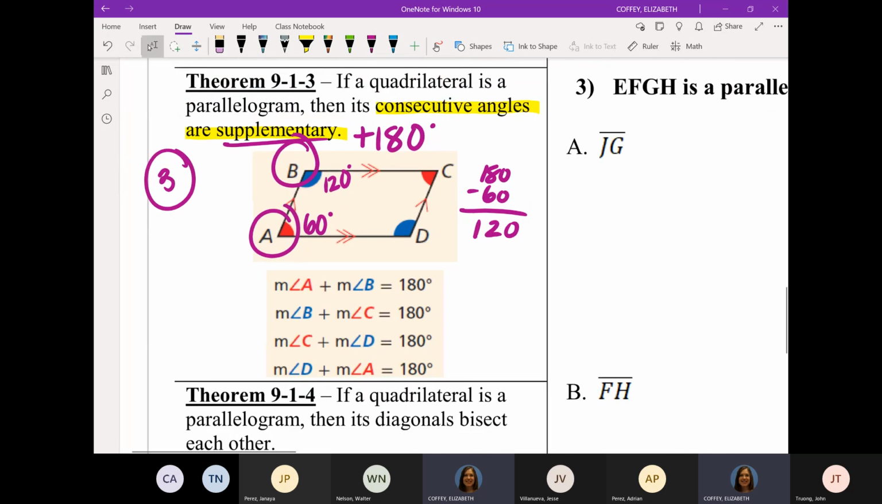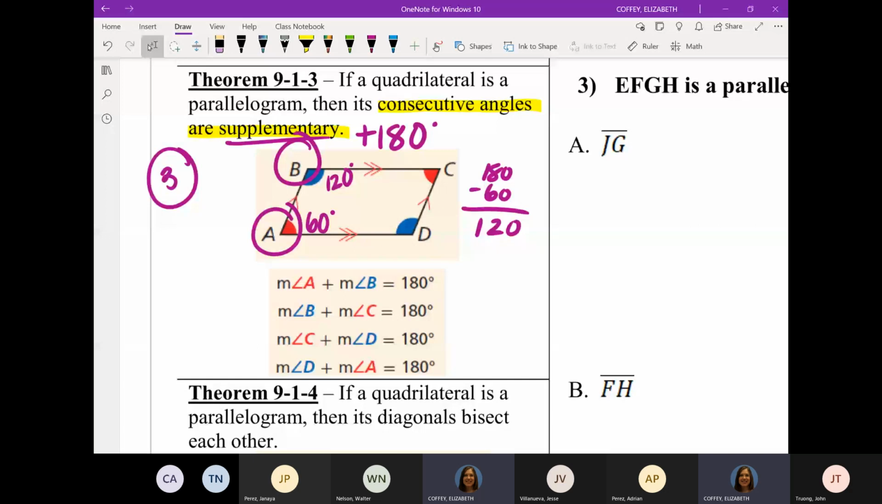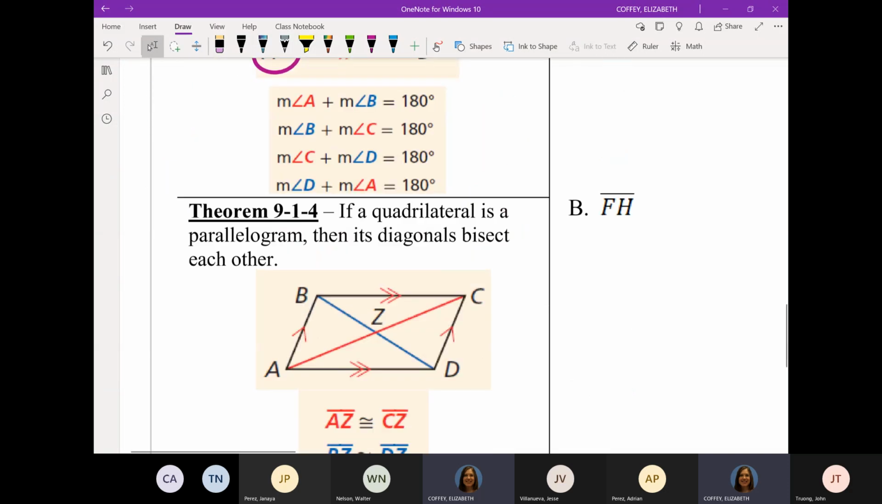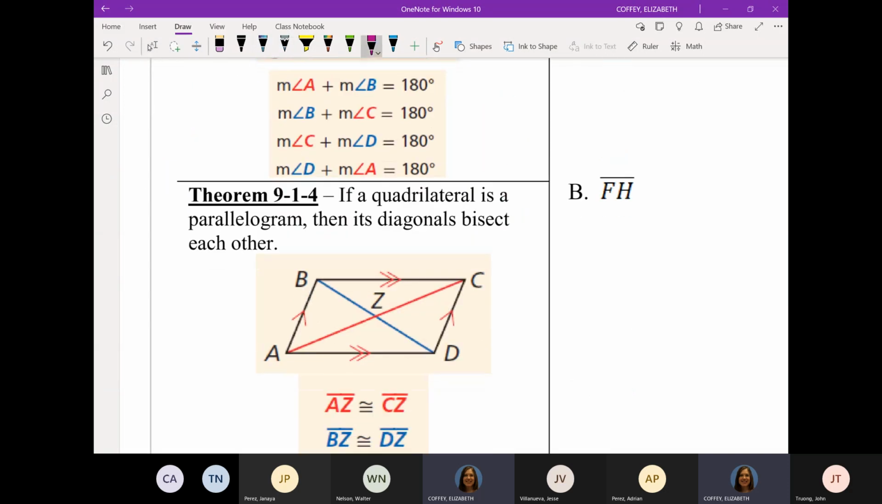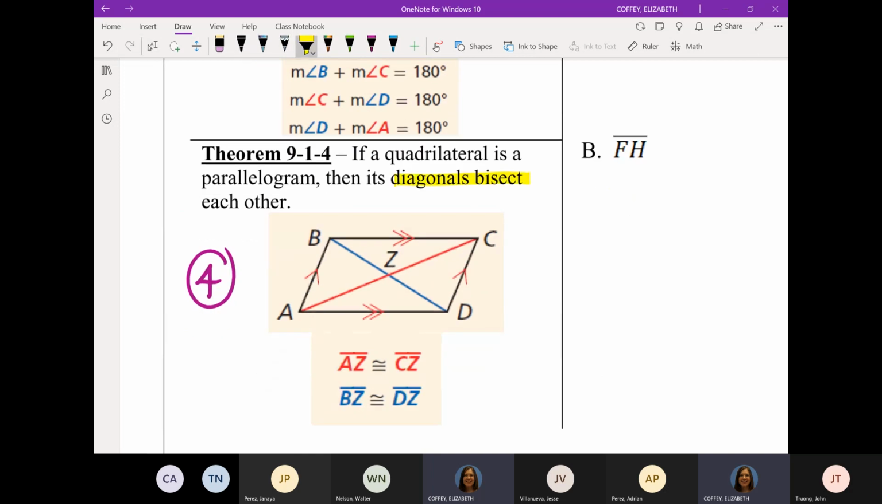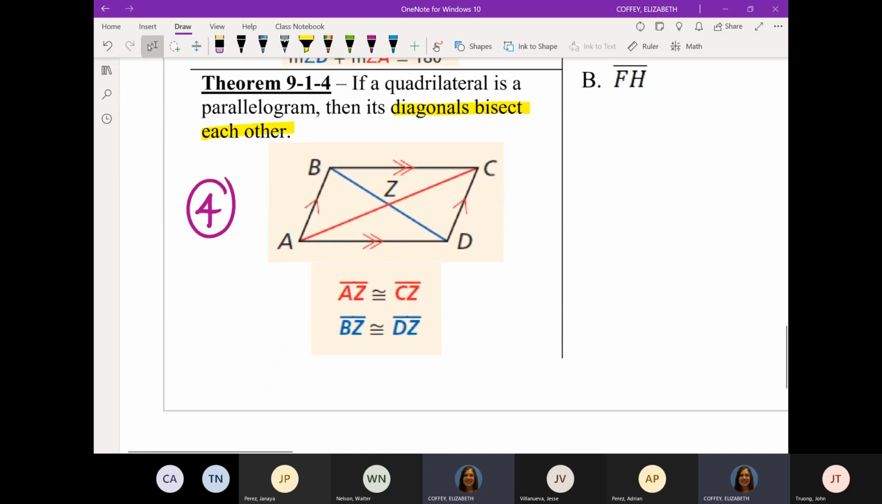All right. Questions on that property? All you did is subtract from 180. Pretty easy, yeah? Okay. All right, last property. Our fourth property here says the diagonals of a parallelogram bisect each other.